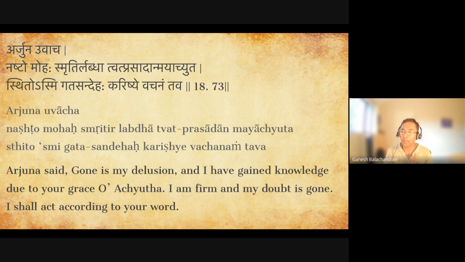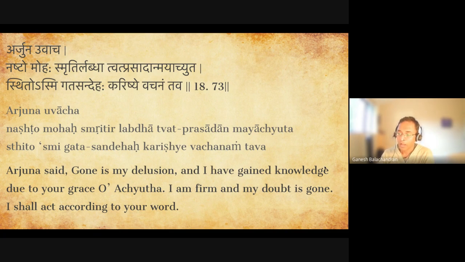Smritir labdhaha. Smriti here is used in the context of knowledge. I have gained knowledge. Due to what? Tvat prasadat, maya nashta moha. Tvat prasadat, due to your grace, O Achyuta, O imperishable one. Sthito asmi. Sthitaha means my position has become very firm now. Sthito asmi, and gata sandehaha, my doubt is gone. Karishye vachanam tava, I shall act according to your word. Vachanam is your word. I shall act according to that.